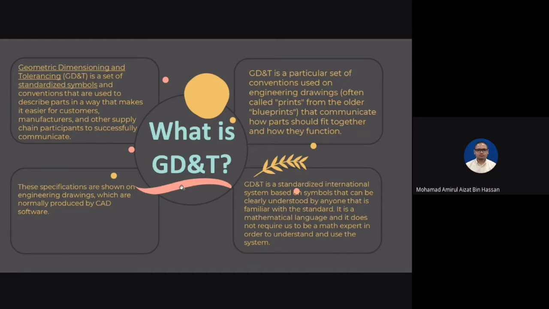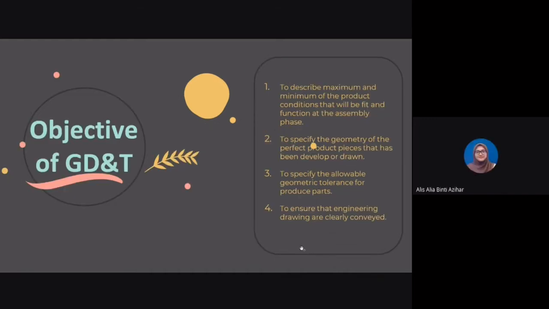Assalamualaikum. My name is Alice. So I will explain our objective of GD&T. First is to describe the maximum and minimum of the product condition that will fit and function at the assembly phase. Second, to specify the geometry of the perfect product pieces that has been developed or drawn by our group. Third is to specify the allowable geometric tolerance for product parts. And last one is to ensure the engineering drawings are clearly conveyed.